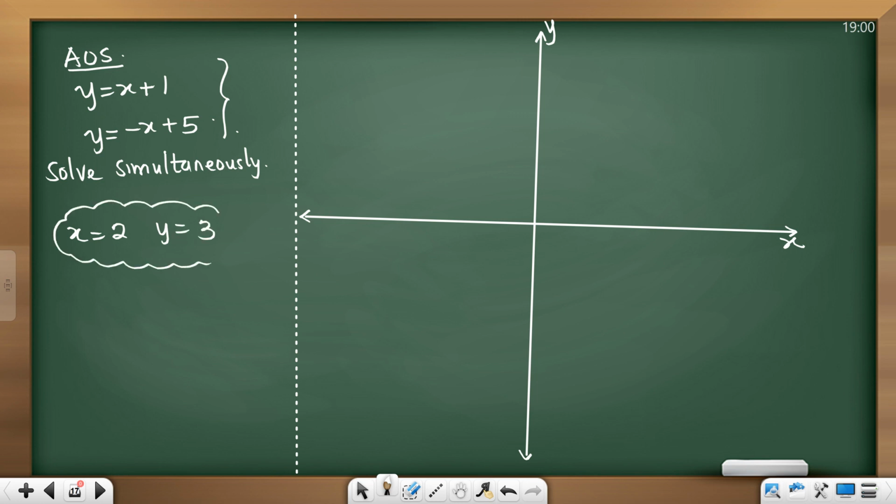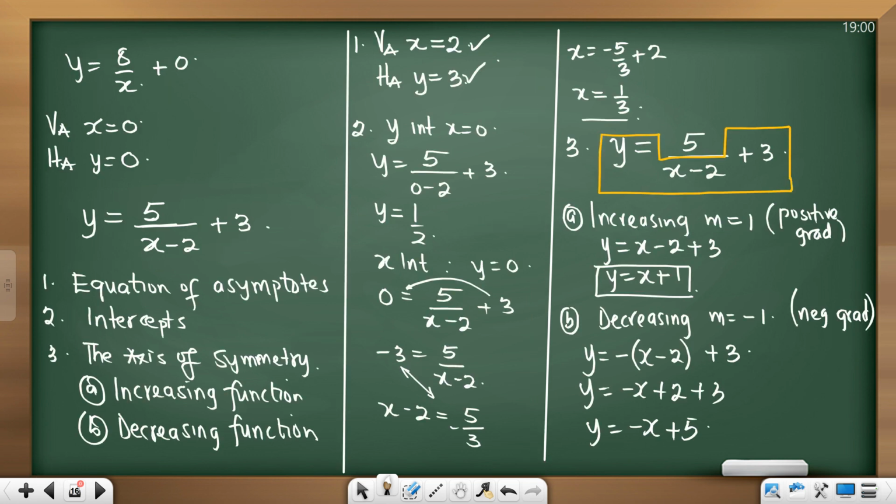I'm going to go back now. Keep this answer at the back of your mind. X equals 2, y equals 3. Look at the board and find it. Do you notice? Have you found it? What are those values?